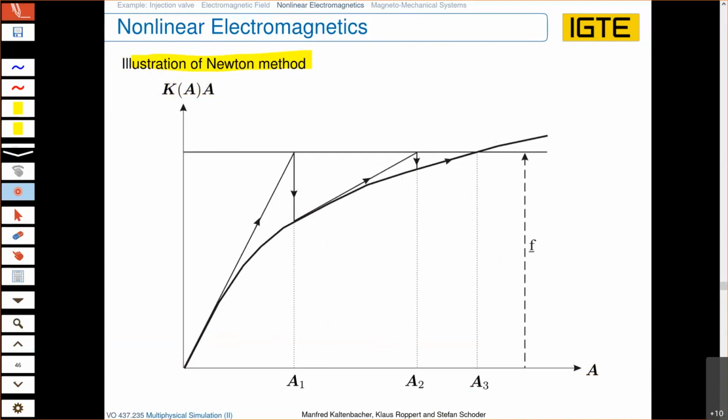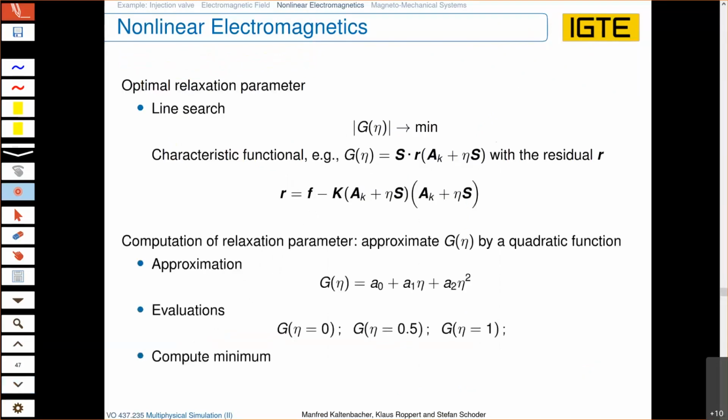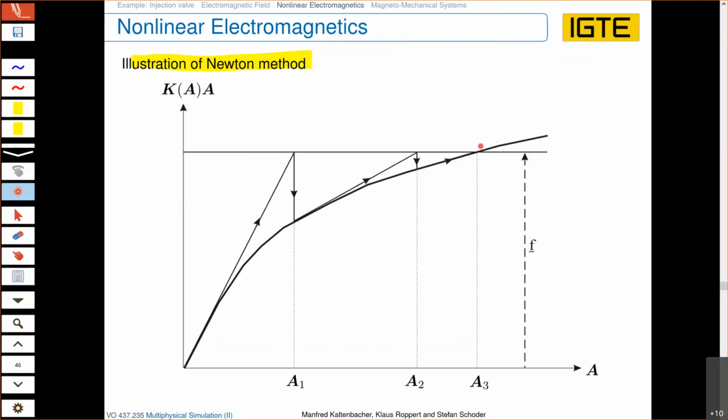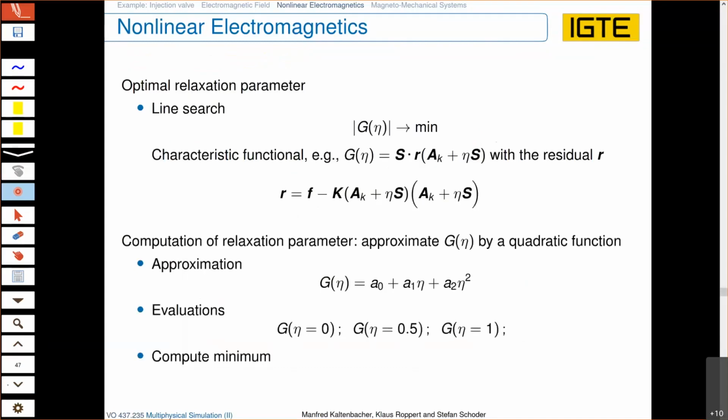Okay, now what clearly has to be discussed before we go on is: when should we stop? You will never get the exact solution. So we need a measure to evaluate whether our current iterative solution is already very near to the solution. So we need the so-called stopping criterion. But before we discuss the stopping criterion, we discuss the line search parameter, or the optimal relaxation parameter, which we have called eta.